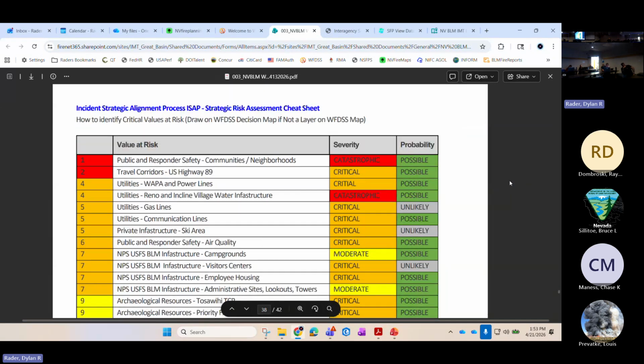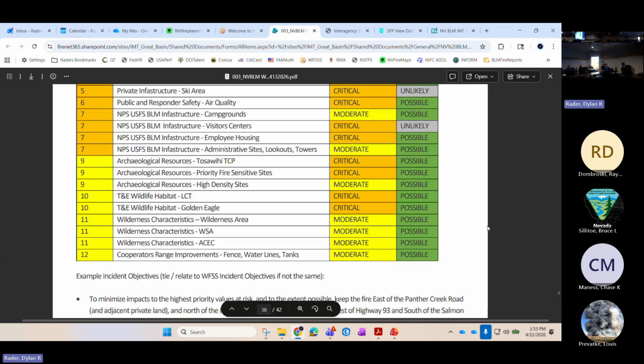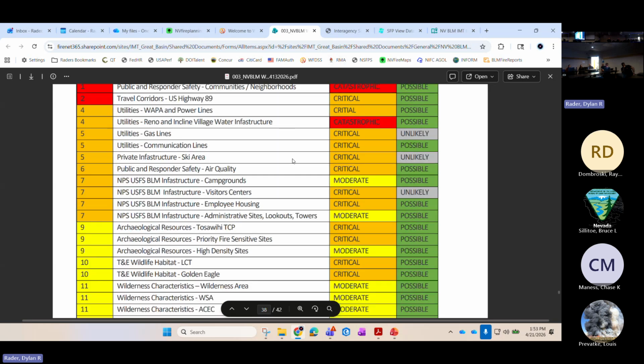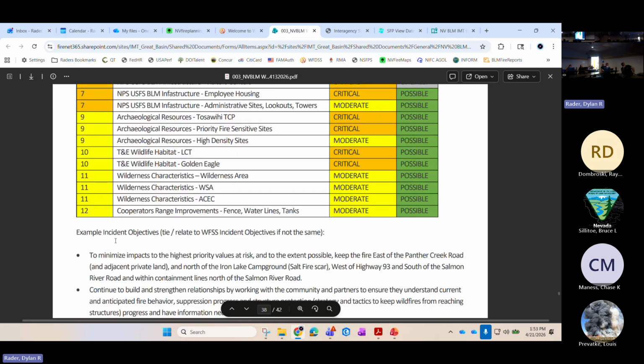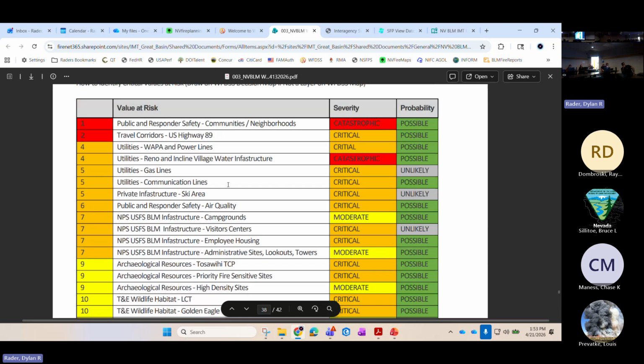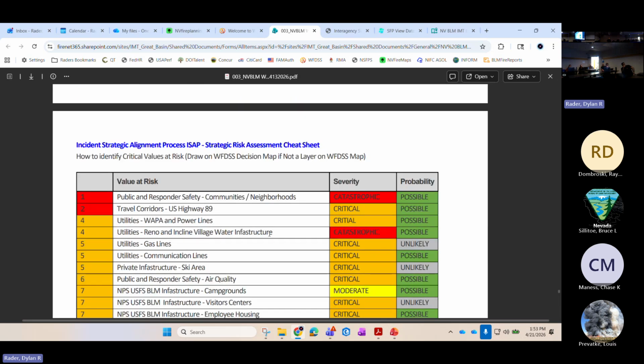Here's another one. This is something that if you guys can sit down and do as part of your WFDSS decision, it's going to make everything much easier. What we've done here is, I went into this fire, we had a total of 20 different values at risk. And we started grouping them up and saying, okay, what are your priorities? These are your highest priority. These are your secondary priority. These are your tertiary priority, right? And that really helps to focus the discussion.